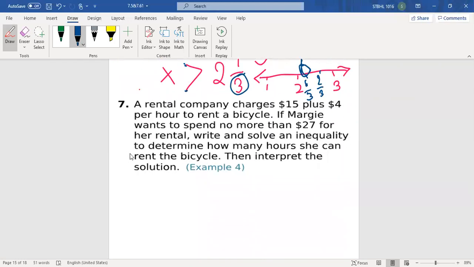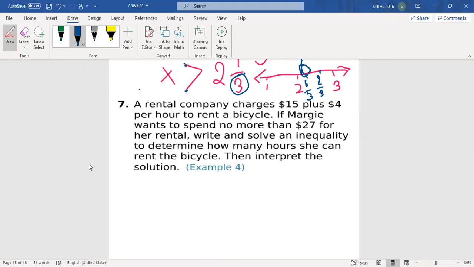Let us take a word problem. A rental company charged $15 plus $4 per hour to rent a bicycle. If Margie wants to spend no more than $27 for her rental, write and solve an inequality to determine how many hours she can rent the bicycle, then interpret the solution.